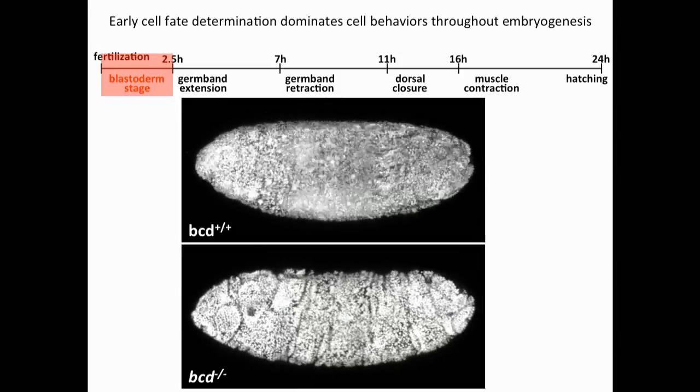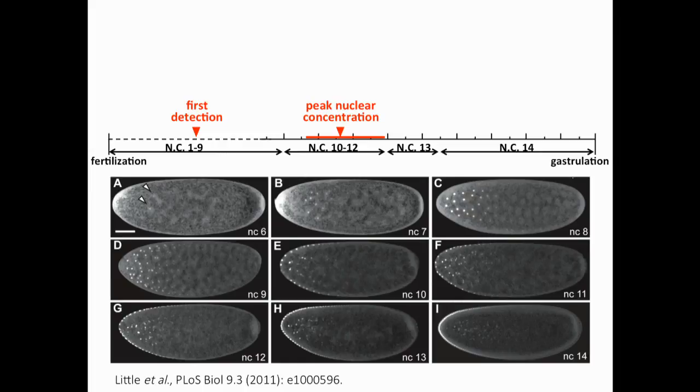Now let's zoom in on this first 2.5 hours and see how the bicoid gradients look there. The precise measurements from Thomas Gregor's lab have shown that the nuclear bicoid concentration is first detectable at nuclear cycle 6, about 45 minutes after fertilization. After that, the amplitude of the bicoid gradient increases until it reaches the maximal value around nuclear cycle 11 and 12. And hereafter, the bicoid protein starts to decay gradually.